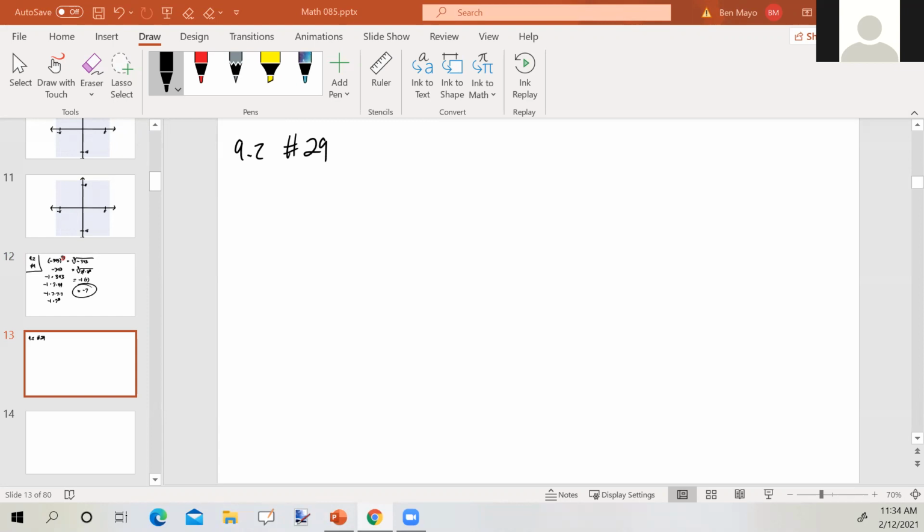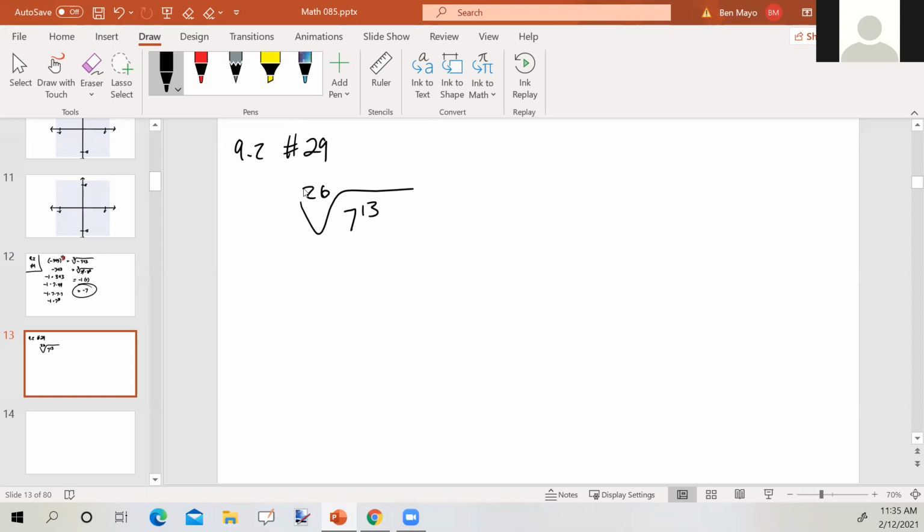Let's see, we've got this class and we want that one. And section 9.2, number 29. Okay. All right. It says use rational exponents to simplify the radical. All right. So we've got the 26th root of 7 to the 13th power.